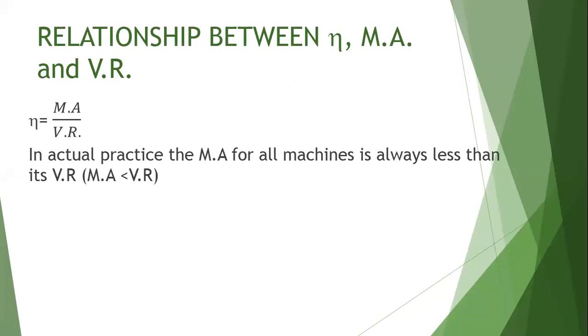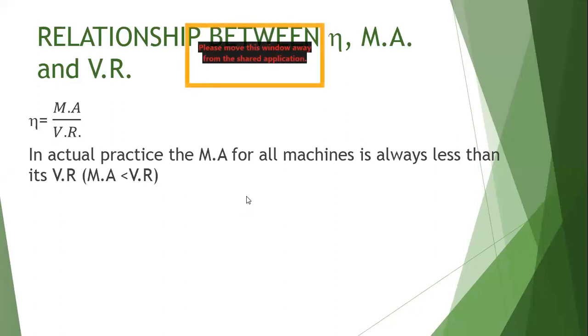In actual, you will always find that the MA of all the machines is less than its VR. Okay, you will always find that MA is less than its VR. And this is the reason why you find that the efficiency of a machine is not 100%. Okay, so we have seen this table.